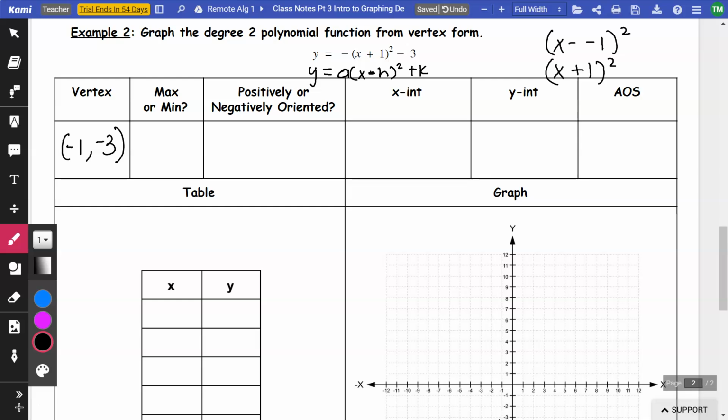Is this a maximum or a minimum? Well, what's our a value here? A is -1. So because a is negative, we know that this is going to be negatively oriented, which means our vertex is a maximum. And it's negatively oriented.